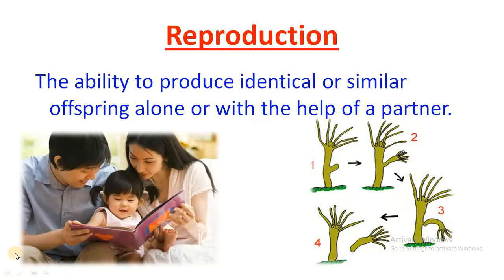Reproduction, which is our next parameter, means the ability to produce identical or similar offspring alone or with the help of a partner. As we can see on the left hand side, a couple has given rise to an offspring which is similar to the parents, while on the right hand side we can see that a single parent has given rise to an offspring which is identical to the parent. It shows that both animals and plants have the ability to undergo reproduction, which makes plants living so far.